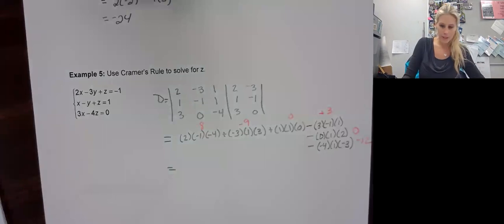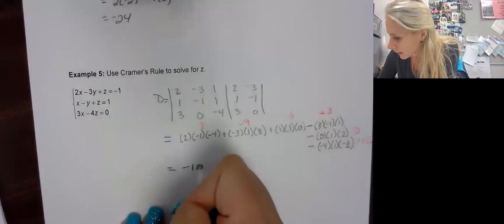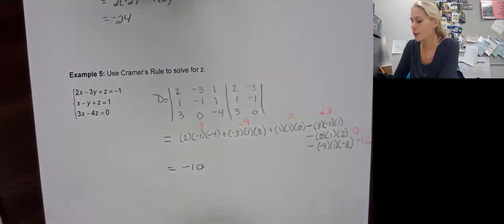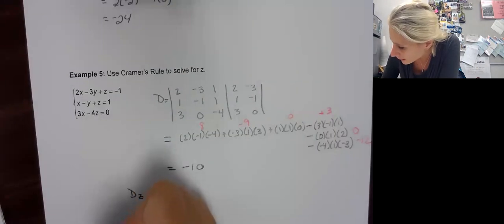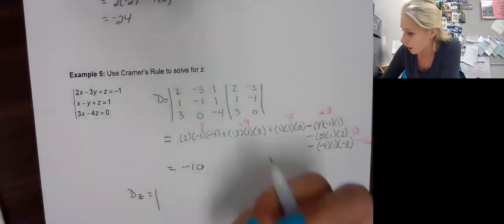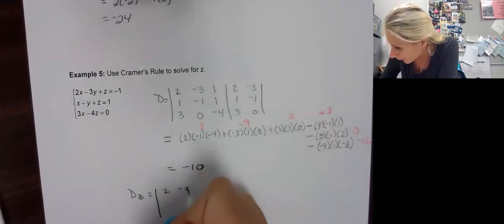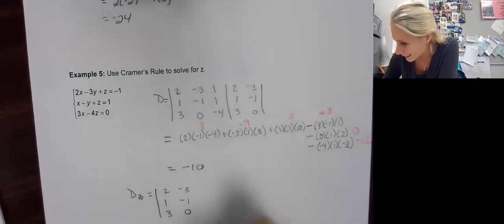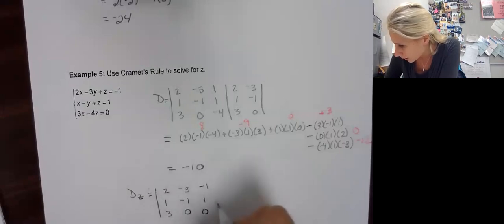I get -10. Did you guys get -10? Okay, so remember, that's just the determinant of the regular matrix that I put in the denominator. And I'm only solving for z. So the good thing is I just replace the z's with our constants. Okay, so I'm going to keep this 2, -3, 1, -1, 3, and 0. Now for these z's, instead of writing the z's, I'm going to put the -1, 1, and 0.